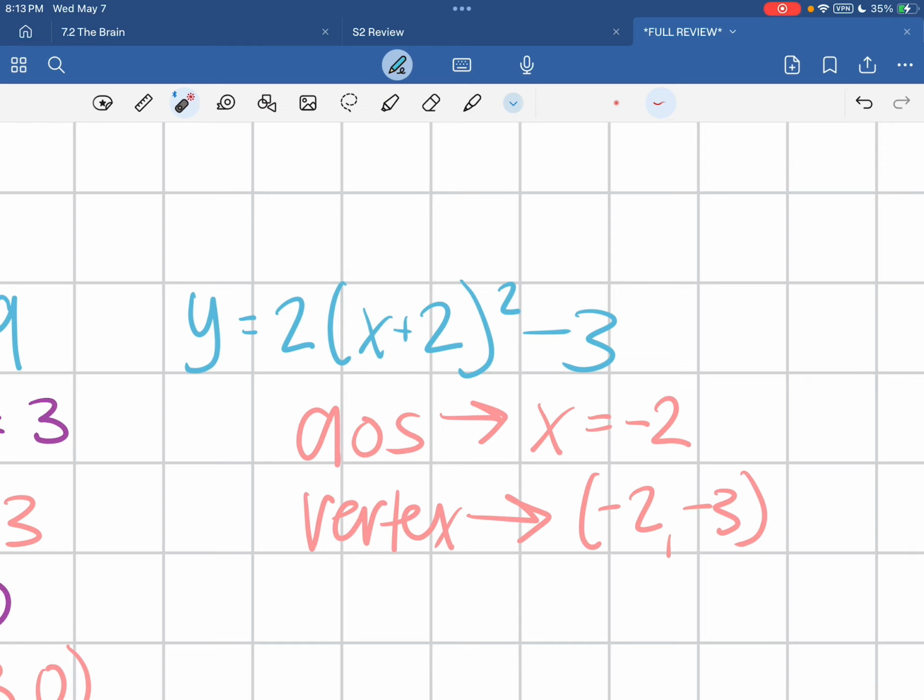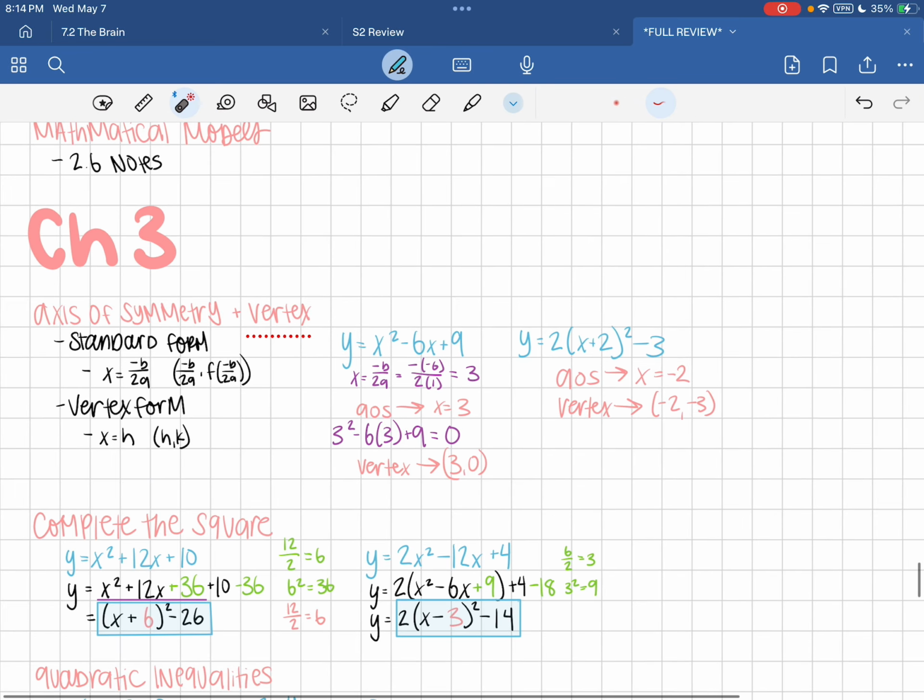In vertex form, it's a lot easier. Your axis of symmetry is just your h value. So in this case, it's negative 2. Remember, this is x minus h, meaning the h value is negative. And then the vertex is you're going to take that same h value and you're going to plug in your k value, negative 3. So that's why your vertex is negative 2, negative 3.